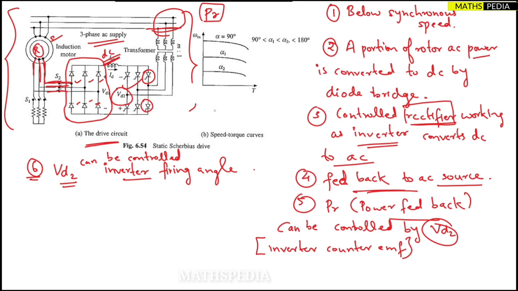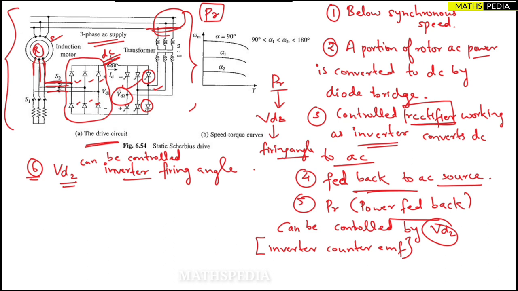PR is the power fed back to the AC supply. This can be controlled by VD2, and VD2 can be controlled by the firing angle, the firing angle of these thyristors, the inverter firing angle. This we can control.